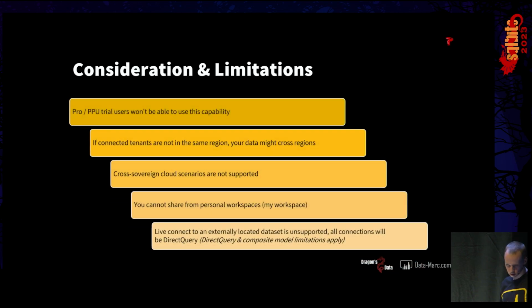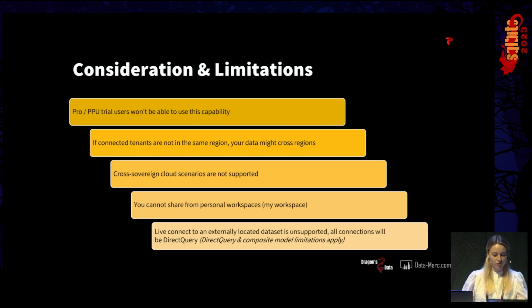And now considerations and limitations, because this is also very important. If you are using Pro or Premium per User and you have a trial, then you cannot use this external sharing. If your connected and hosted tenants, if you can call it that, are not in the same region, the data can cross regions. Cross-sovereign cloud scenarios are not supported in this case, and you cannot share from personal workspaces. This is why we had the separate workspaces.